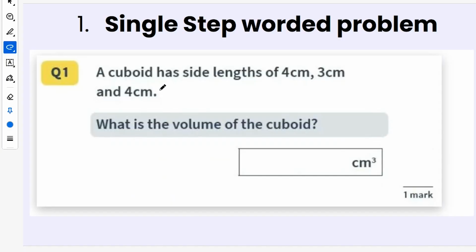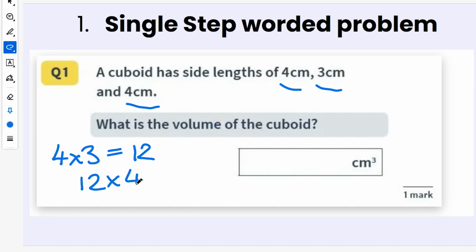Again, a cuboid has a side length of 4 centimeters, 3 centimeters, and 4 centimeters. What is the volume of the cuboid? So there is some maths knowledge the children would need to have here, and that is how to calculate the volume of a cuboid. And it is length times width times height. So we're going to multiply these 3 numbers together. So we do 4 multiplied by 3, first of all, which gives us 12. And then we do 12 multiplied by 4, which gives us 48. So 48 centimeters cubed would be our final answer. Again, there was only one step involved.